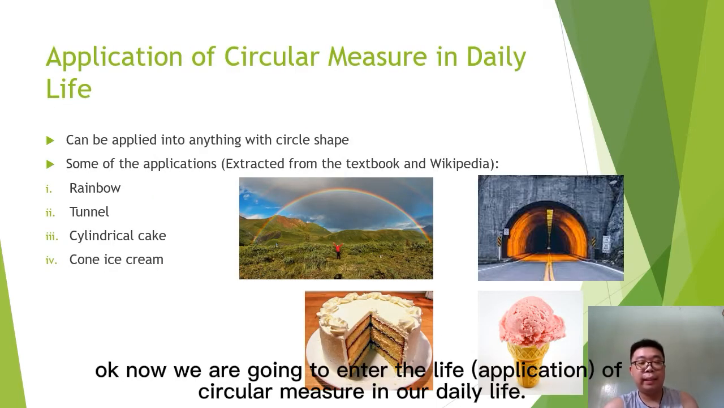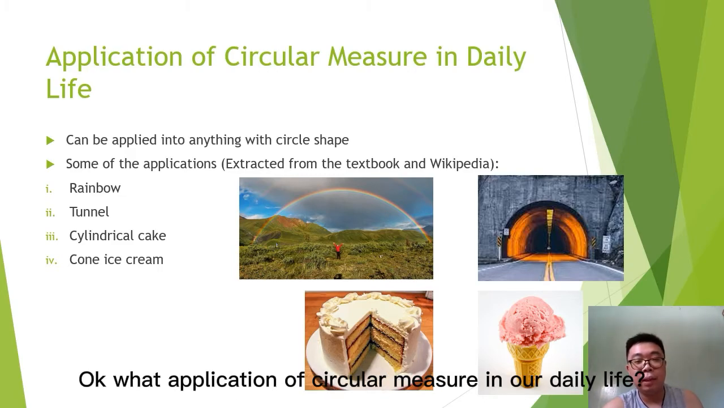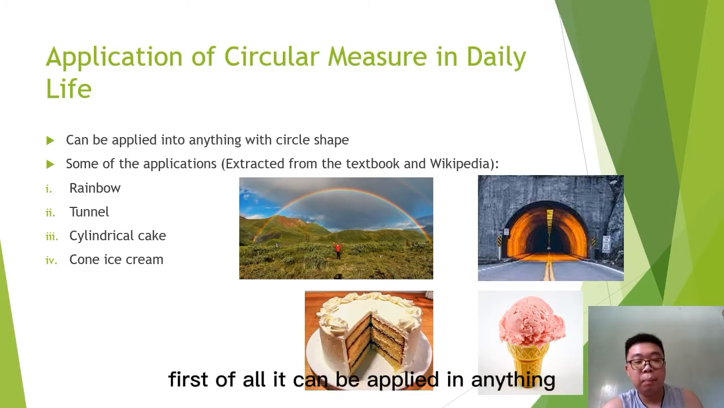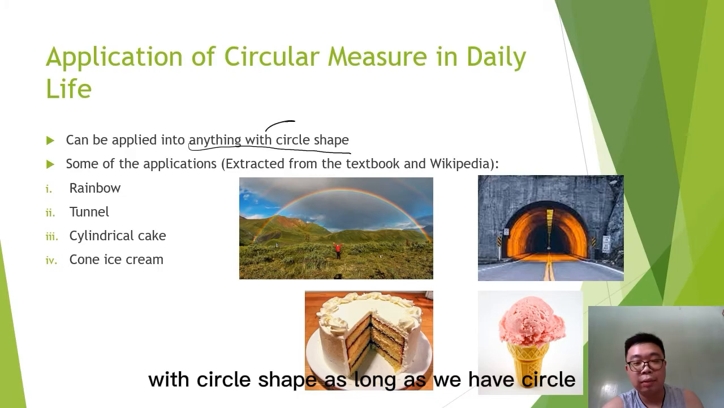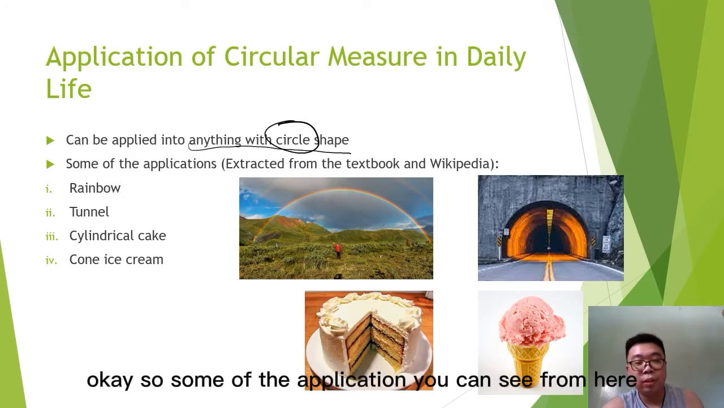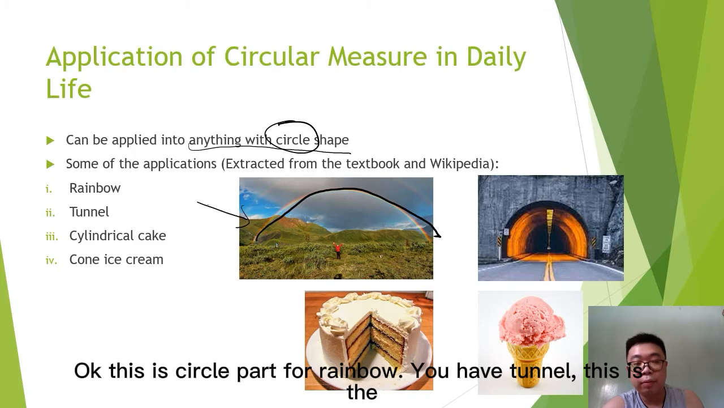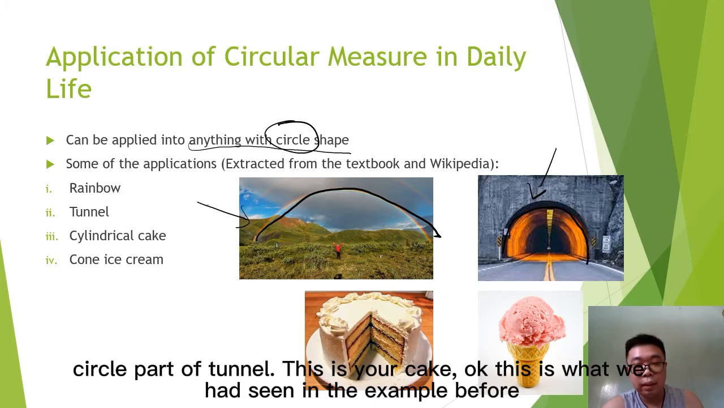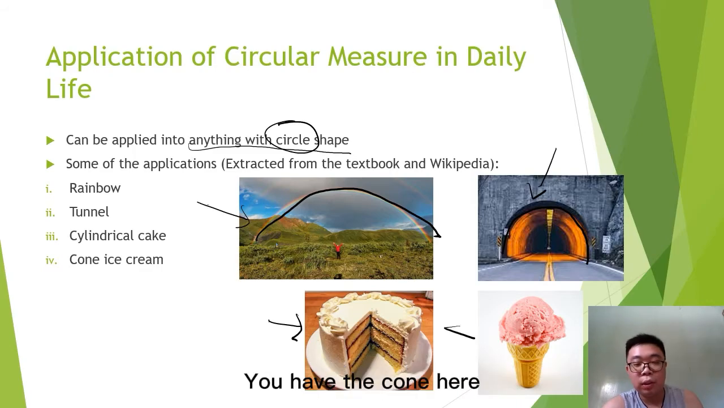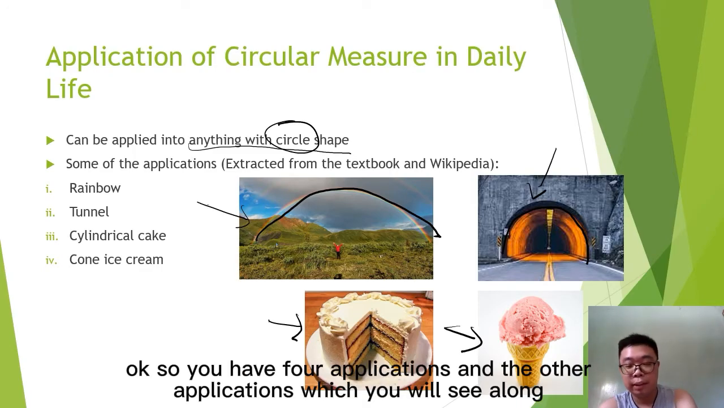Okay, so now we are going to enter the application of circular measure in our daily life. What are the applications of circular measure in our daily life? First of all, it can be applied in anything with circle shape, as long as we have a circle. Some of the applications you can see from here: you have a rainbow, so you can see this is a circle. I draw the circle part here. This is the circle part for the rainbow. You have a tunnel, this is the circle part for the tunnel. This is your cake, which is what we saw in the examples before. You have the cone here. So you have four applications, and there are other applications which we will see when you answer the question.